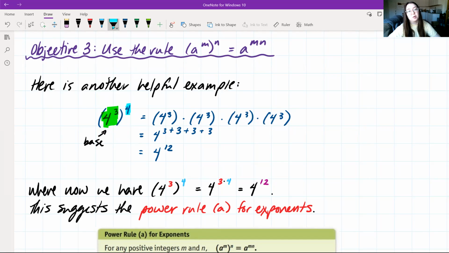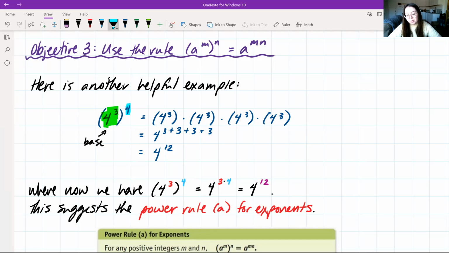So we're taking our base, or what we recognize as our base, which is 4 to the power of 3, and we multiply it out 4 times. Then what we end up with is 4 to the power of 3 plus 3 plus 3 plus 3, which is going to be 4 to the power of 12. So we could just multiply those exponents from the get-go instead of adding them all, from what we learned in our product rule from our last objective. So now we have 4 to the power of 3 all to the power of 4 is equal to 4 to the power of 3 times 4, which is just equal to 4 to the power of 12.